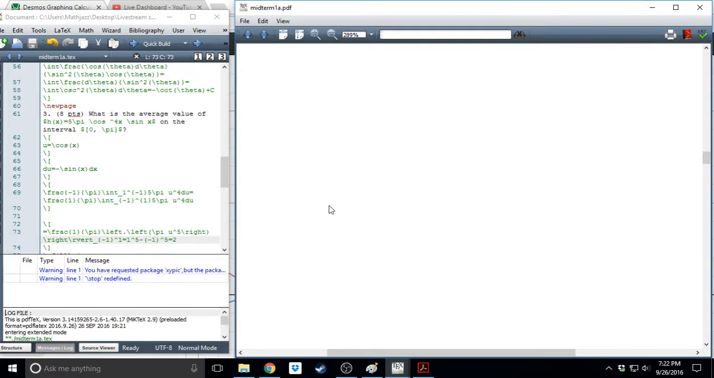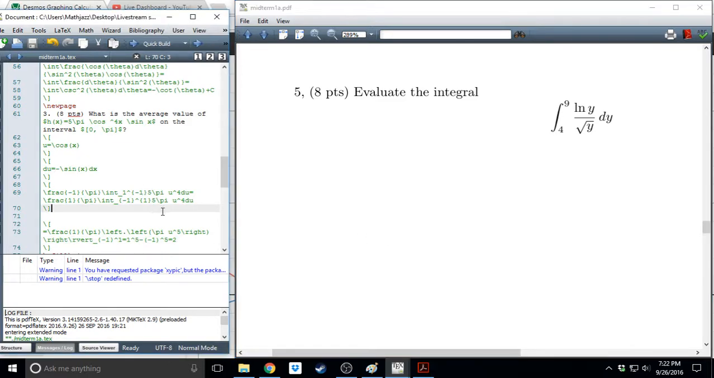So let's look at the next problem. Actually, I tried this one earlier, and it is hard, and it is harder than anything on the exam that you're taking. So we're going to skip number 4. So number 5, evaluate this integral.